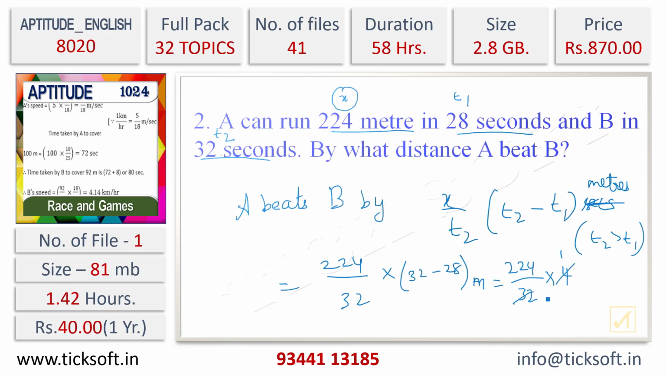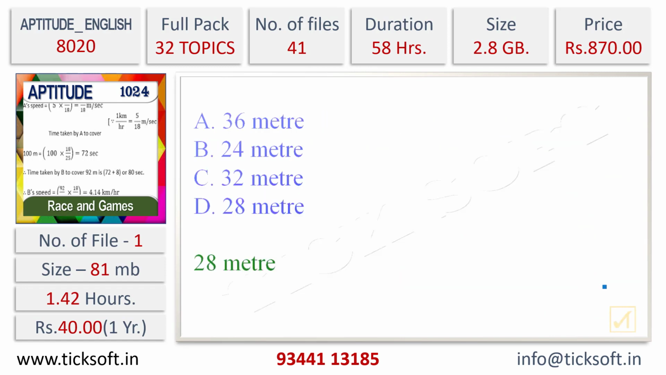4, and if we cancel these two values we get 1 by 8, and again if we divide this 224 by 8 then we get 28. So hence A beats B by 28 meters. So out of these four options, option B, 28 meters is the correct answer.